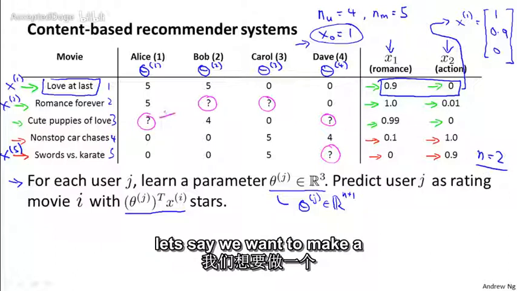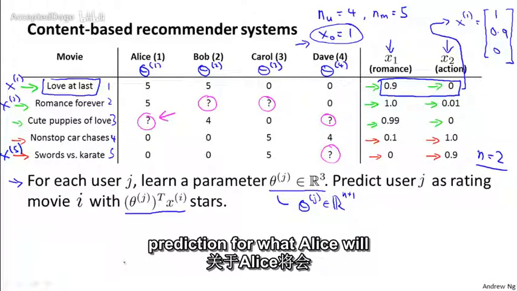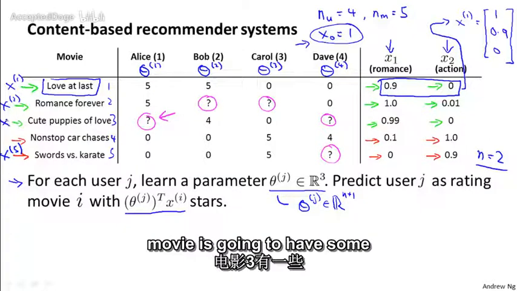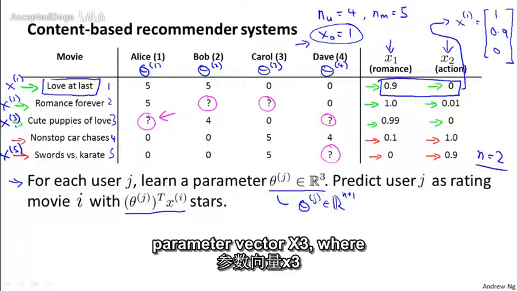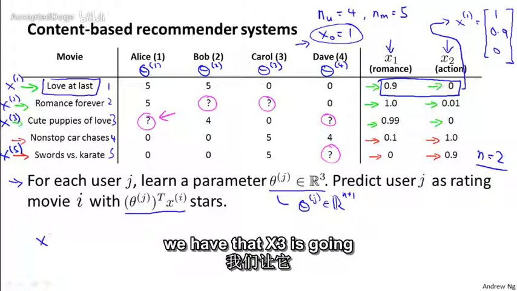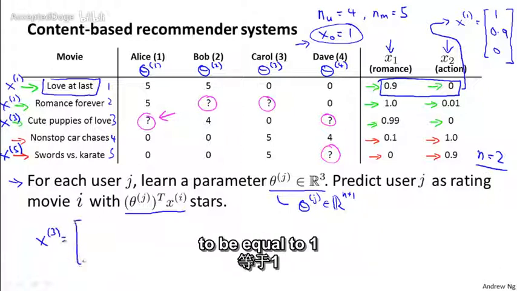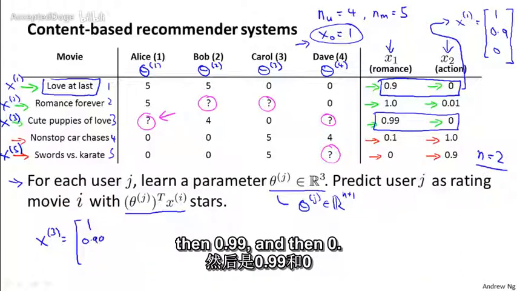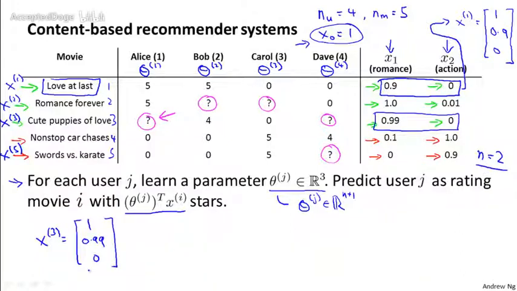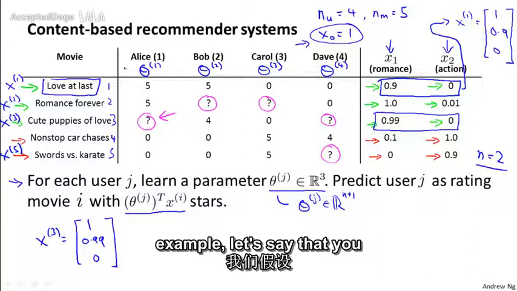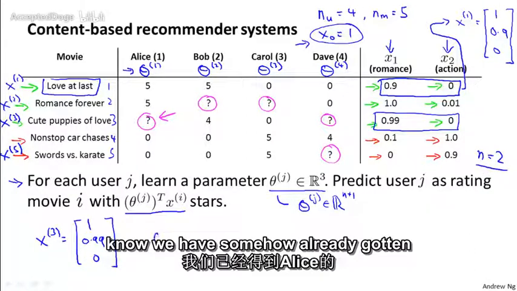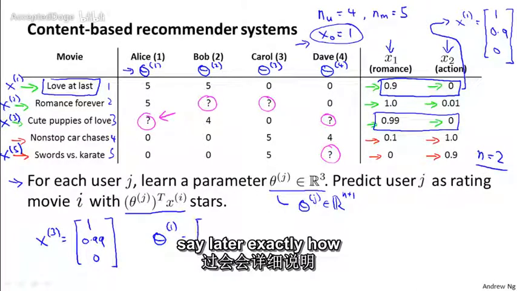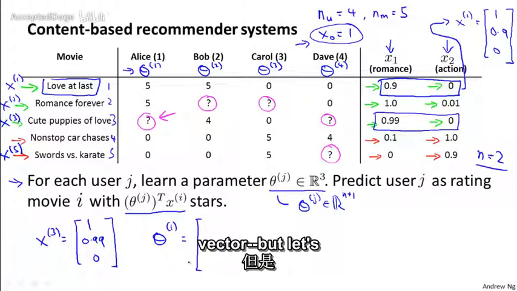So let's say we want to make a prediction for what Alice will think of the movie Cute Puppies of Love. Well, that movie is going to have some feature vector x^(3), where x^(3) is going to be equal to 1, which is my intercept term, and then 0.99, and then 0. And let's say for this example, that we've somehow already gotten a parameter vector theta^(1) for Alice. We'll say later exactly how we come up with this parameter vector.